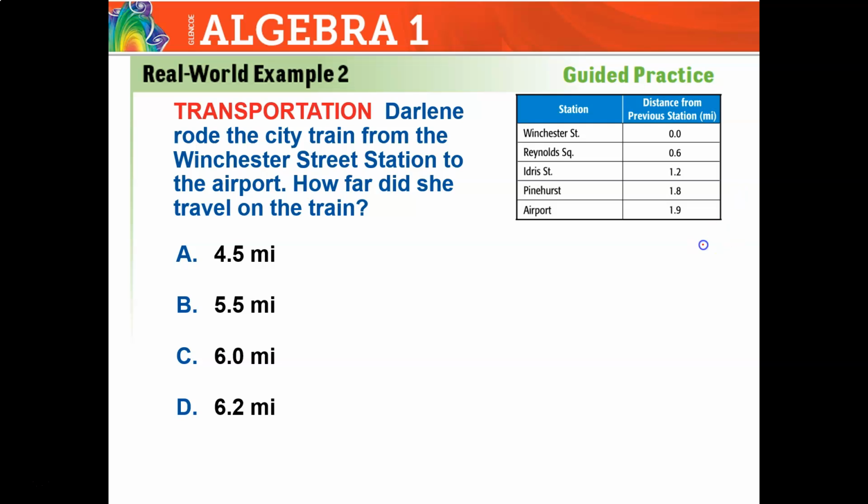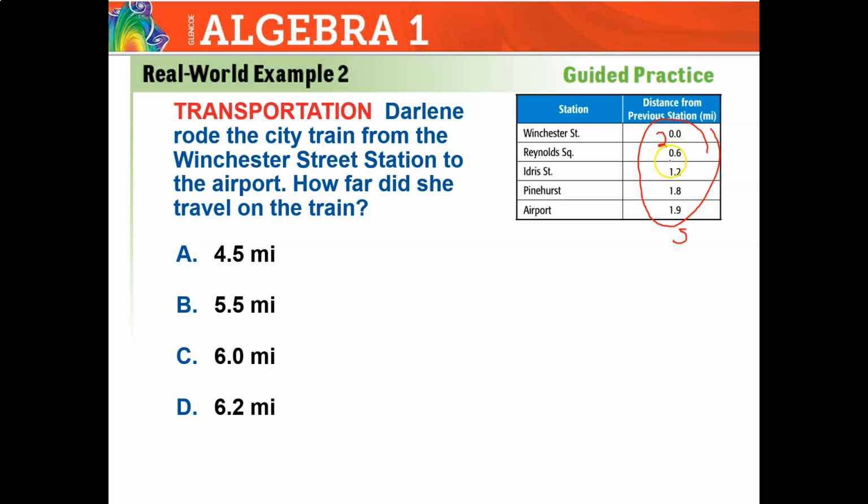Okay, look at this one. How far did she travel on the trail? Okay, so 0.6 plus 1.2 plus 1.8 plus 1.9. 6 plus 2 is 8. 8 plus 8 is 16. 16 plus 9 is 25.